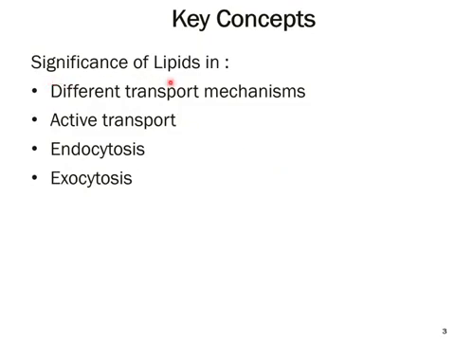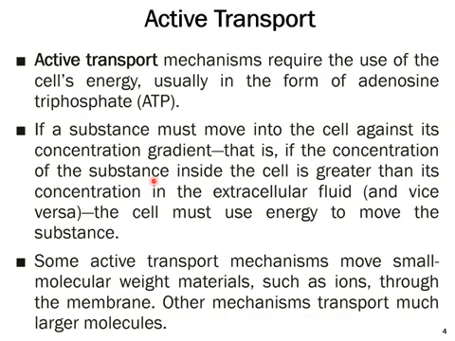In this next part of the series, we study the significance of lipids and the different transport mechanisms, which will now include active transport, and then endocytosis and exocytosis. Active transport is transport against the concentration gradient, so it will use some of the cell's energy as well. And then we have mechanisms to move larger molecules inside and outside the cell. Those mechanisms will be studied in endocytosis and exocytosis. First, we come to active transport.